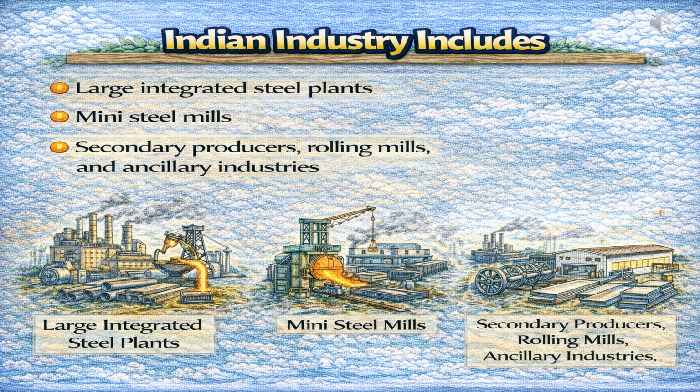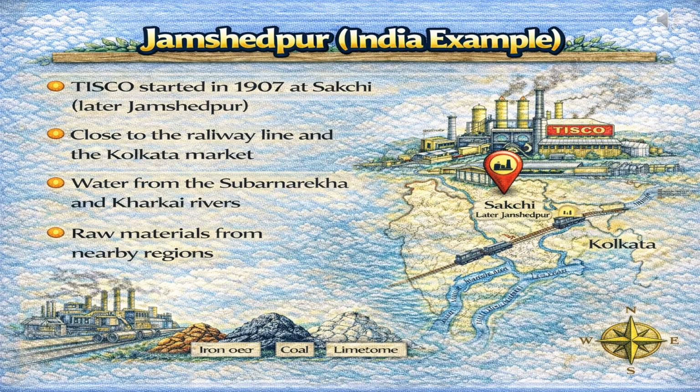Now let's take one famous Indian example of steel industry, Jamshedpur. Now let's learn about Jamshedpur, one of India's most famous steel centers. TISCO started in 1907 at Sakchi, which later became Jamshedpur. It was located here because it was close to the railway line and Kolkata market. Water was available from the Subarnarekha and Kharkai rivers. Raw materials came from nearby regions. So Jamshedpur became a perfect location for a steel plant.